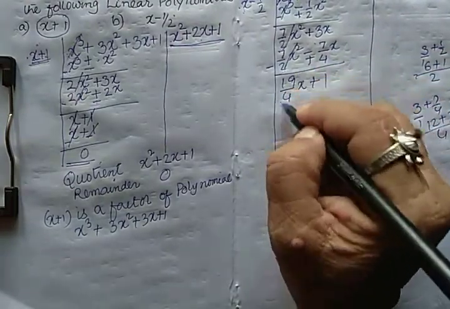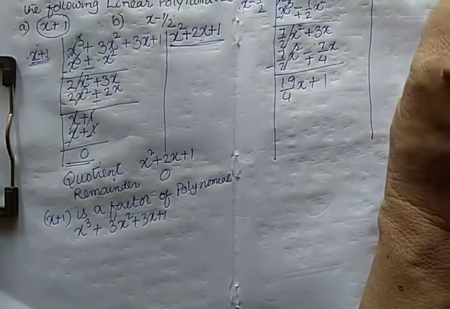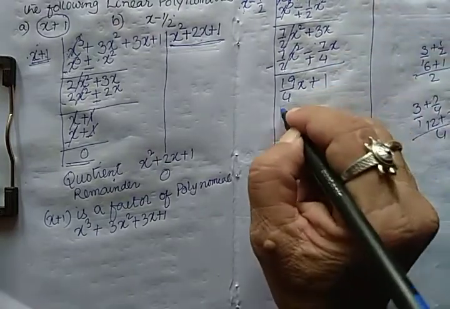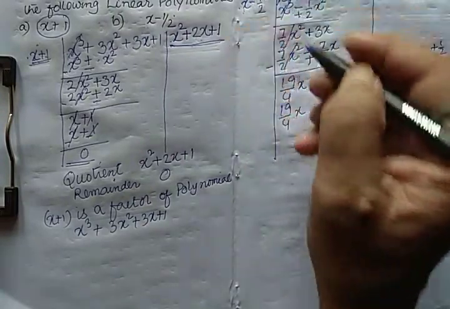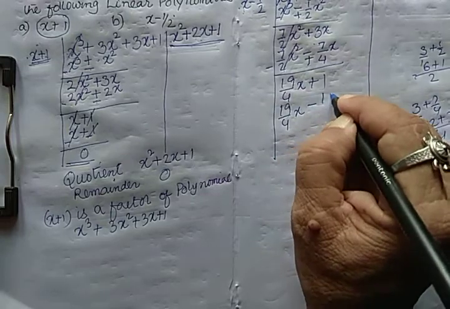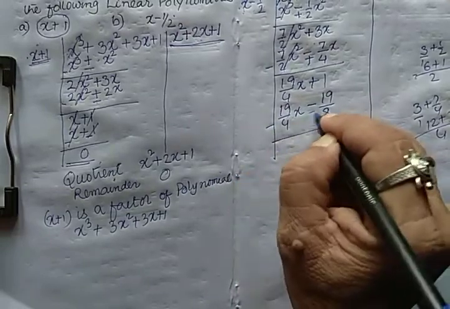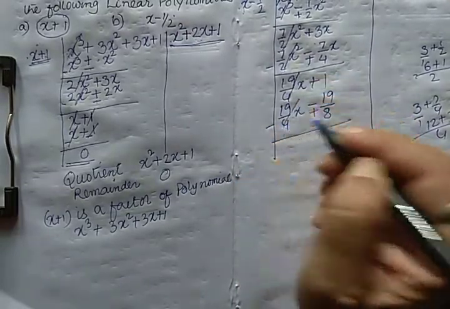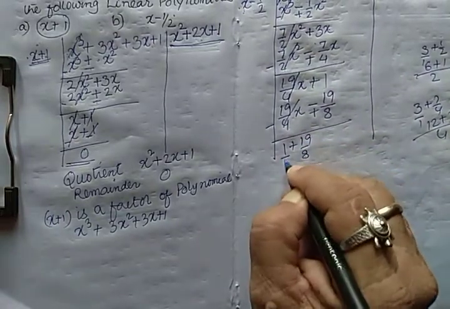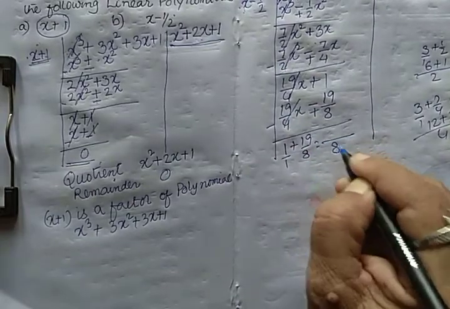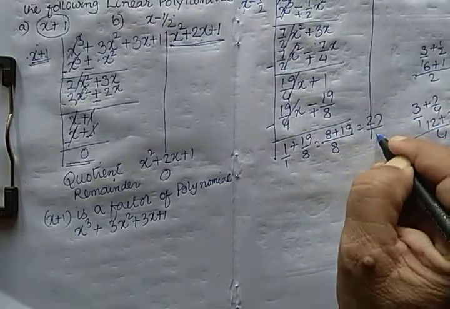So here what number you should get? 19 by 4. So you have to multiply by 19 by 4 into x, 19 by 4 x. 19 by 4 into minus half, minus 19 by 8. When you subtract, the sign changes. These two cancel. So now 1 plus 19 by 8. Clear? LCM 8. 8 plus 19, how much? 27 by 8.